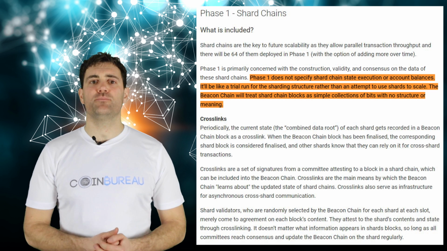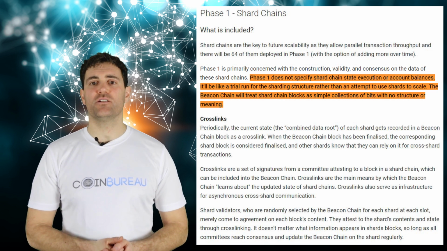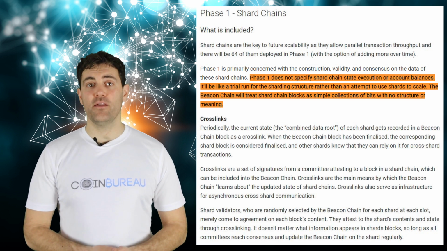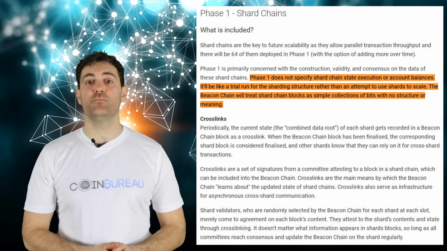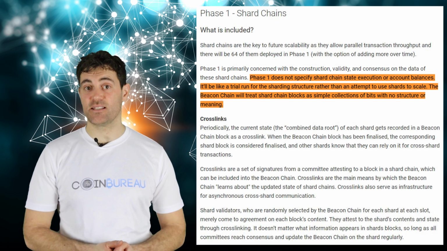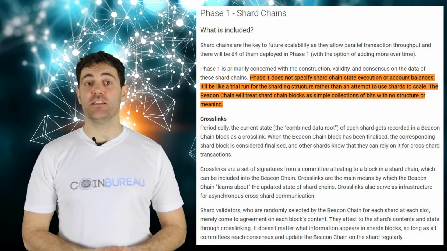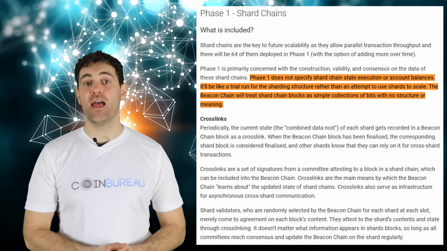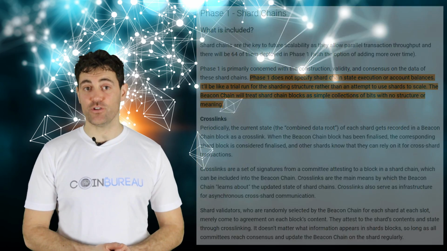It's also important to point out that Phase 1 sharding does not specify shard chain execution or account balances. The Ethereum developers have said it is more of a trial run to test out the sharding structure before attempting to use it to scale. And using it to scale is the final stage of the Ethereum 2.0 rollout, and this is the state execution.